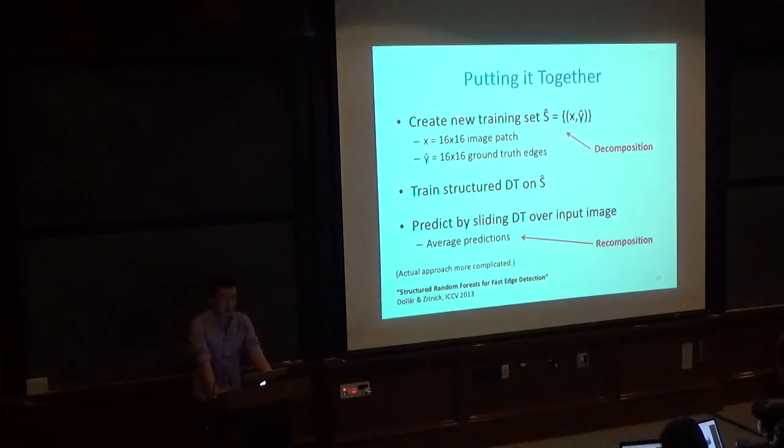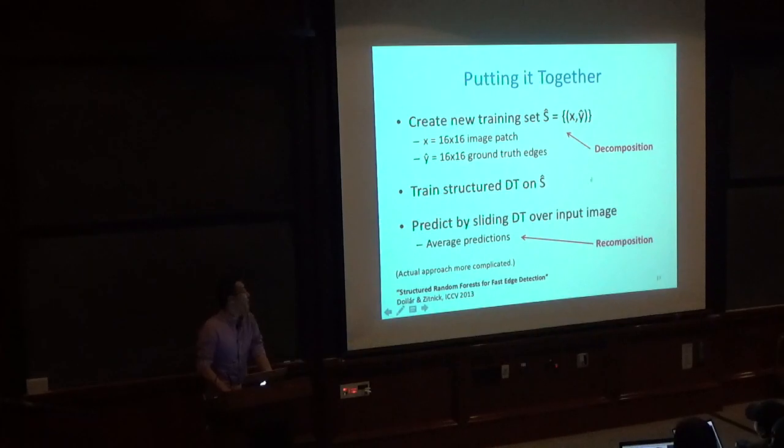And here's how we put it all together. So we have our original training set, which is a large image pixel pair, and then we chop it up into overlapping sets of 16 by 16 input-output examples. And that's our S hat. And now we train our decision tree on S hat using the recipe I just described. And after we have this decision tree, we predict by sliding the decision tree over the image.